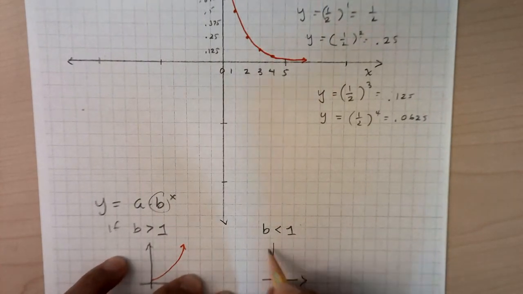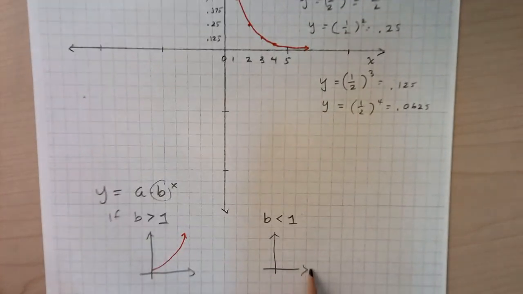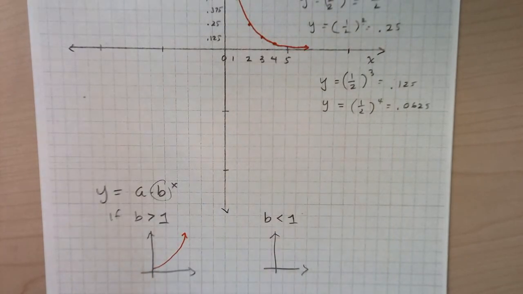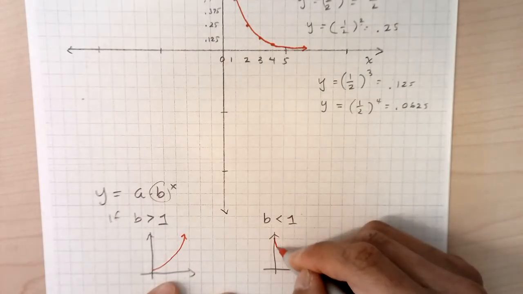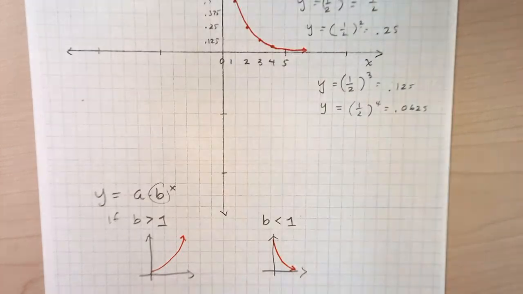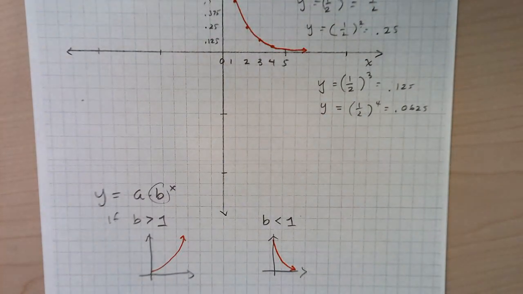Instead of going up from left to right, this is supposed to be my x-axis, this is my y-axis. Same on the last example. Your graph goes down from left to right. So those are the two types of graphs that you would get for your exponential functions.